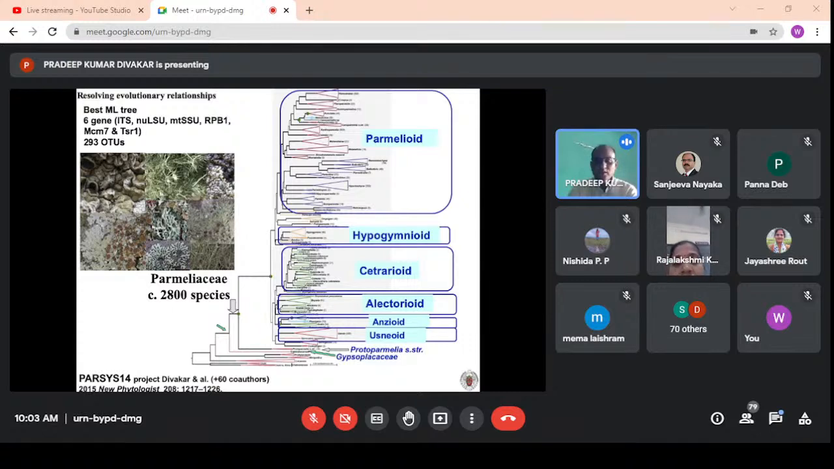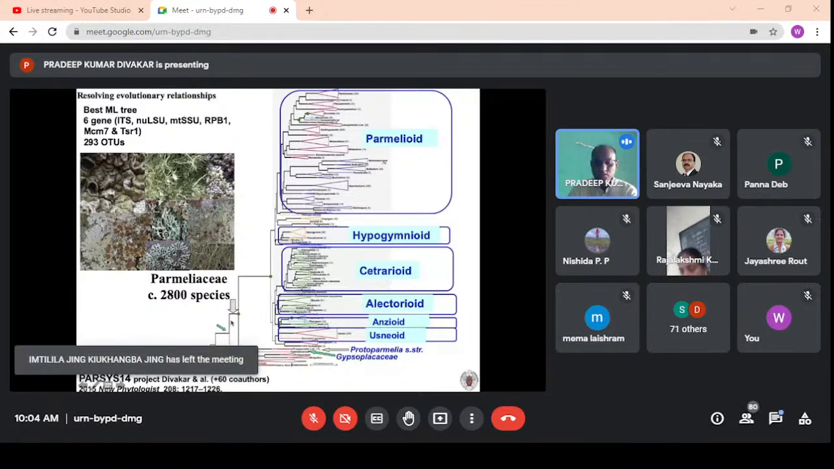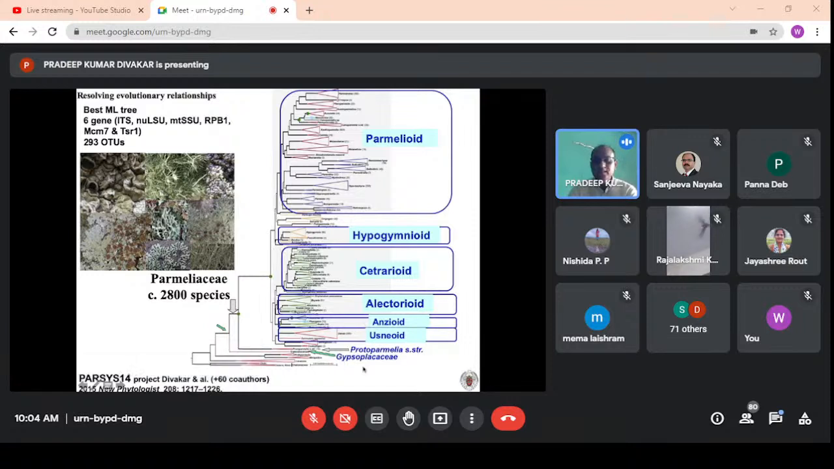Again, we had strong support with the 6 markers in all these major groups, and we were able to establish new groups, the Anzioid and Usnioid clades. Here the Ansia is included and Pinopamilia is included, Usnia is alone. And also we were able to establish the sister group of the Pameliaceae, that is Protoparmelia sensu stricto, and also the Gypsoplacaceae. So our main focus was to establish the phylogenetic relation at the higher level, not the low-level phylogeny, but more at the external level.